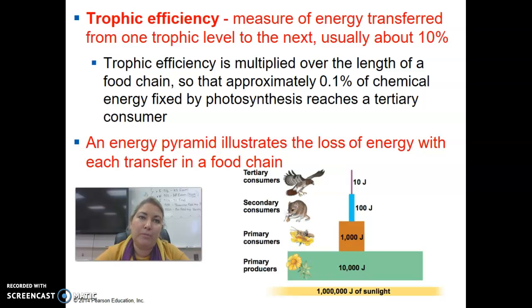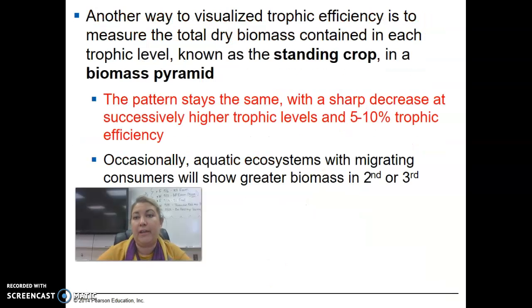And remember that it's multiplied over the course of a food web. So by the time you get to the tertiary level of consumer, only 1/10 of 1% of the original energy assimilated by the plants is still available. And this is why oftentimes in ecosystems you have lots of plants, a few primary consumers, even fewer secondary, and maybe only one or one family of tertiary consumers, because there's simply not enough energy left by the time you get to the top of that pyramid.